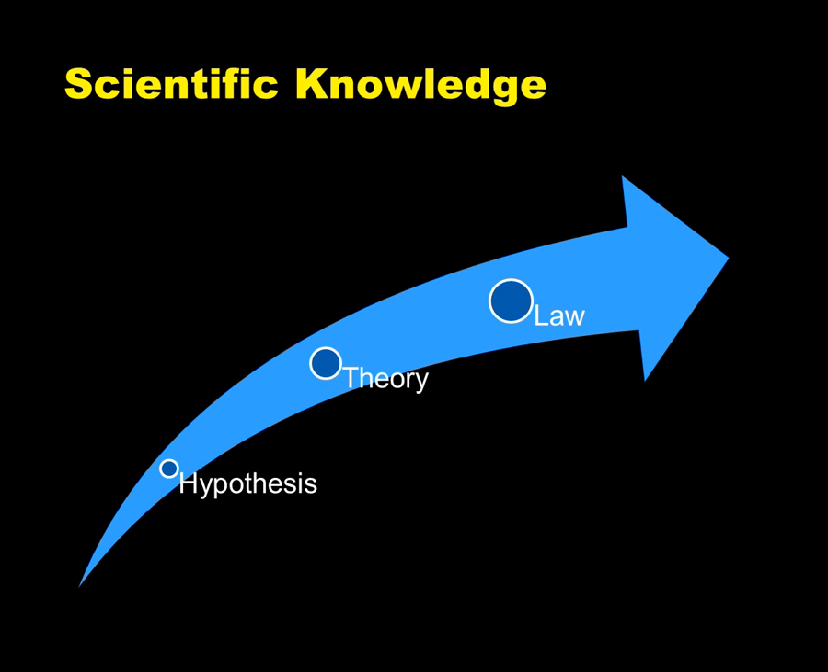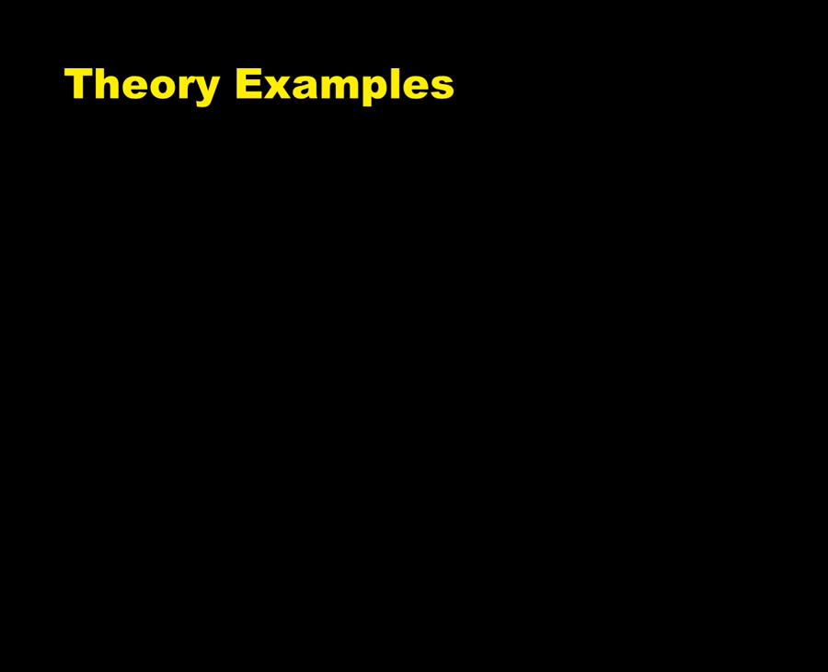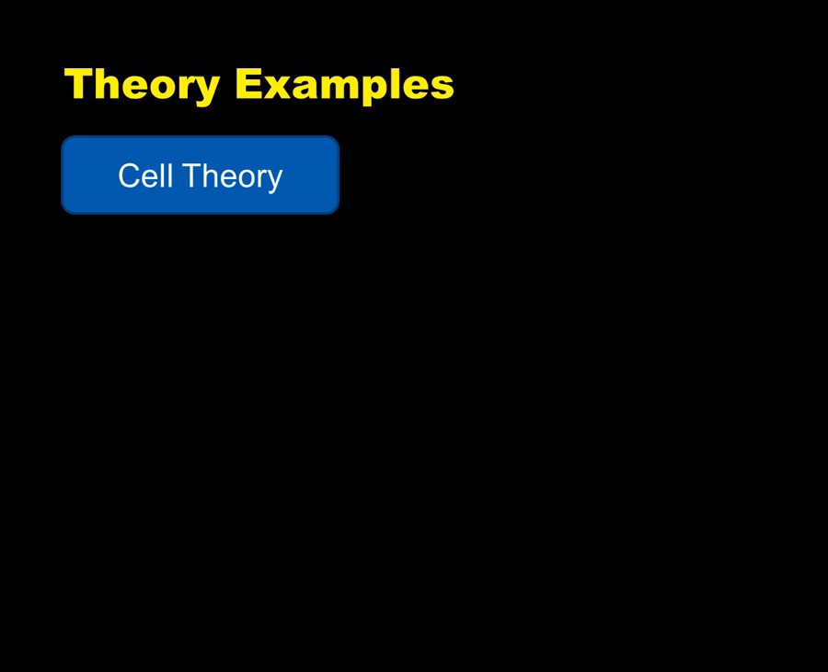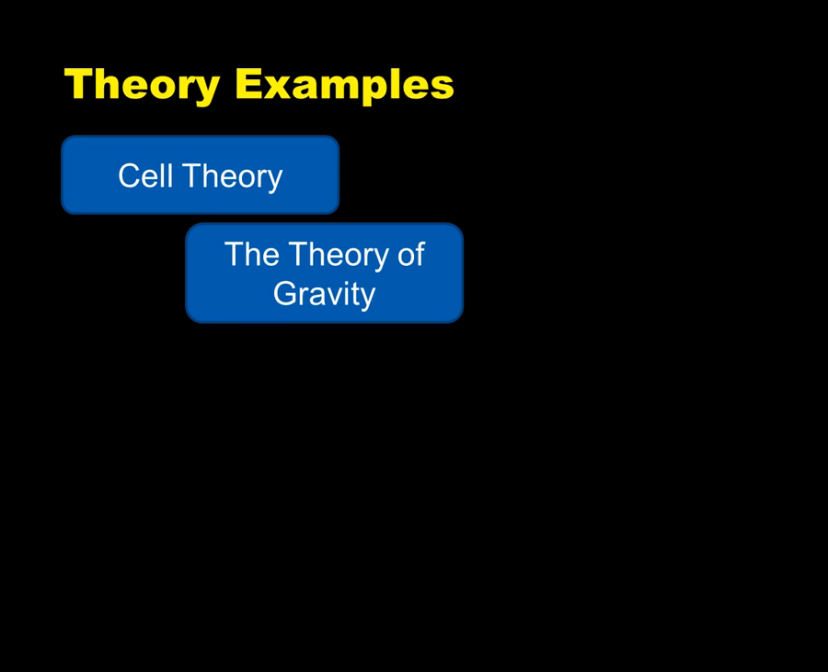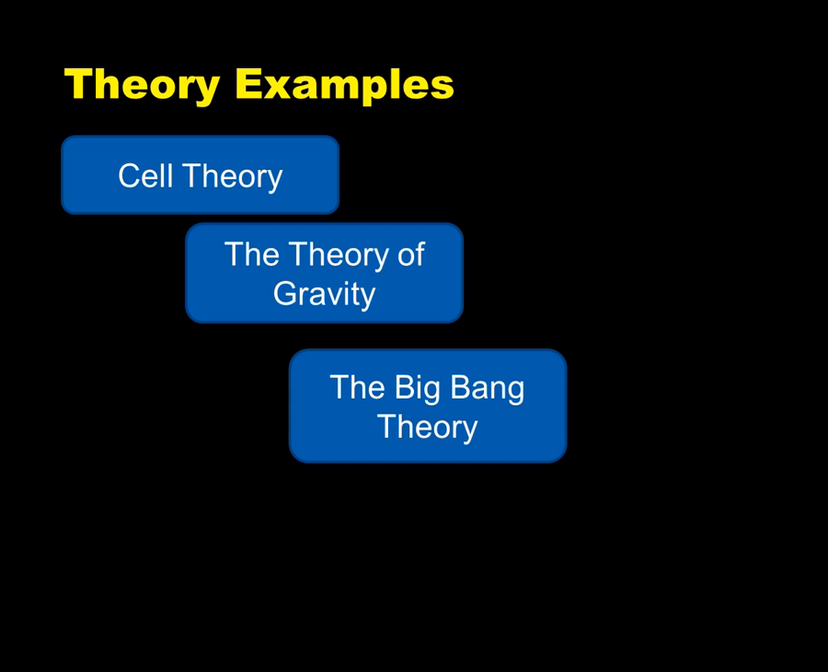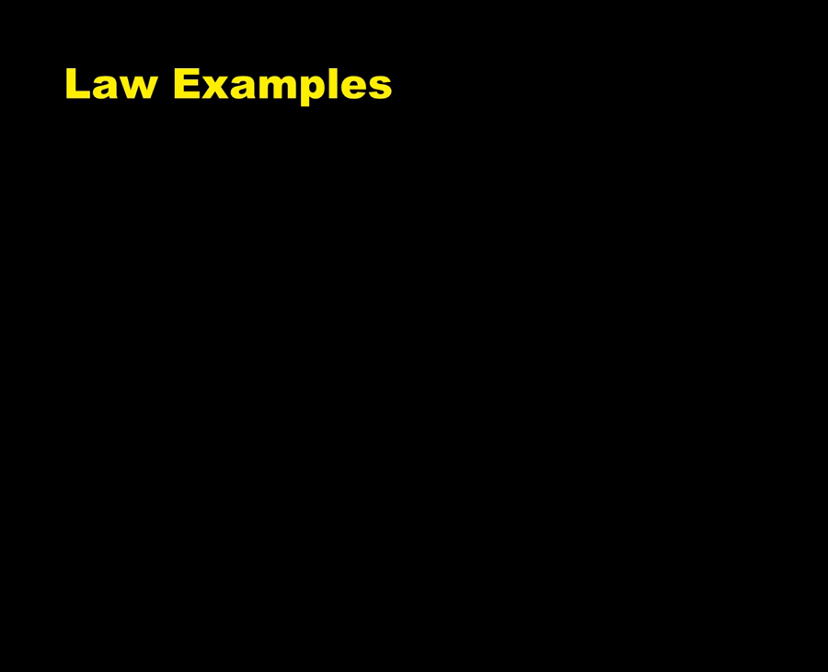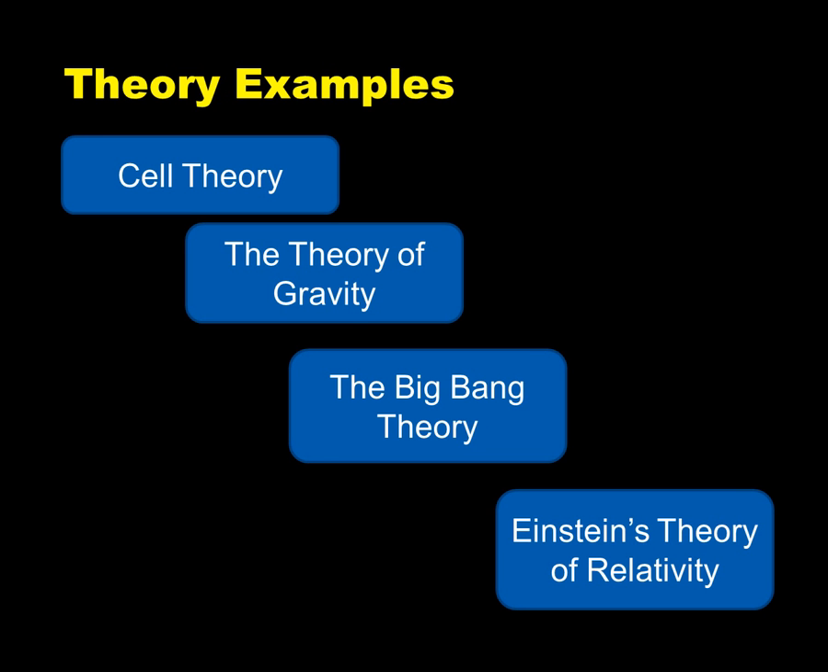I'll list some examples. You guys will come up with your own hypotheses. Anybody can come up with a hypothesis on their own. Some examples of theories that you may be familiar with, or you will become familiar with, will be the cell theory. We'll talk about it in chapter 3. You may be a fan of the theory of gravity. I am. I believe it. Can't see it, but I believe in the theory of gravity. You may have heard of the Big Bang theory, theory of relativity, theory of evolution.